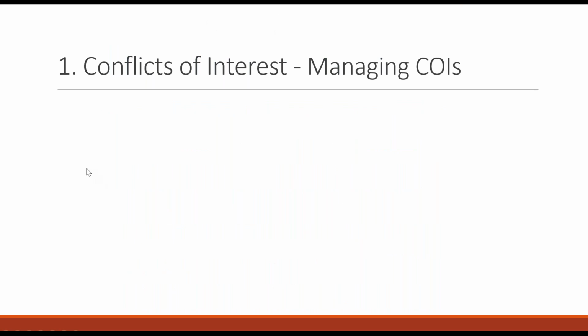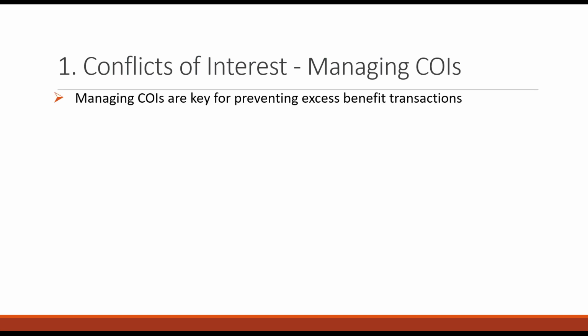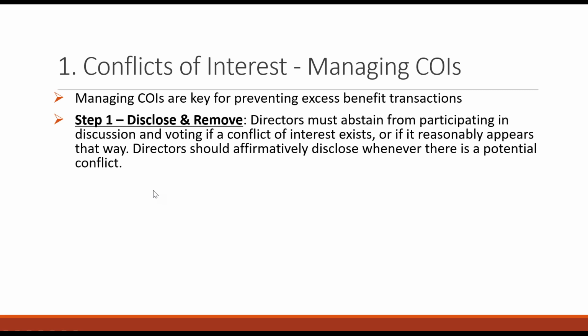If we're in a situation where the nonprofit is contemplating a transaction with an entity that their directors have a stake in, the first step is to disclose potential conflicts of interest and remove the conflicted directors. You should have a policy and a practice at your organization where directors abstain from participating in discussion and voting in any situation where a conflict exists or potentially exists. Directors should affirmatively disclose whenever there's a potential conflict.